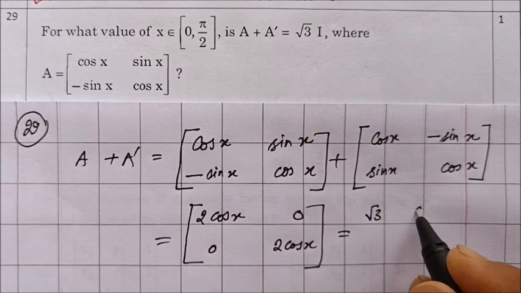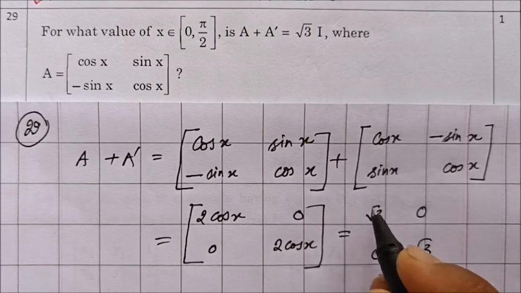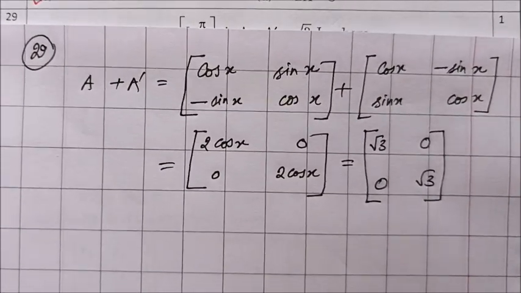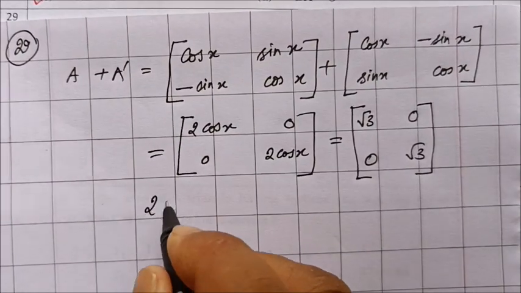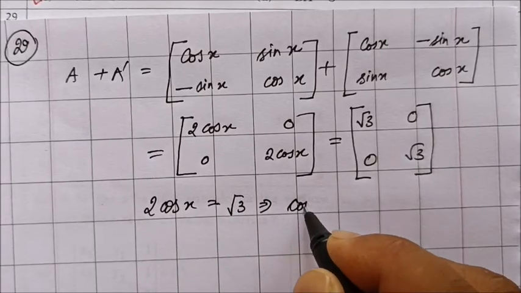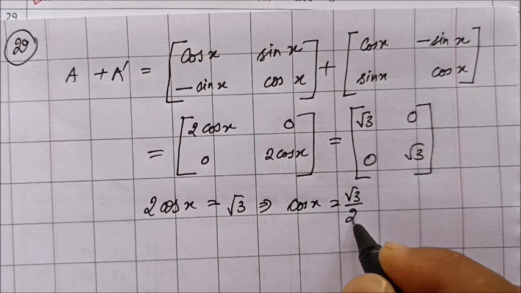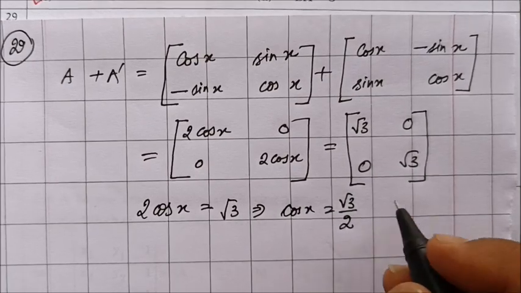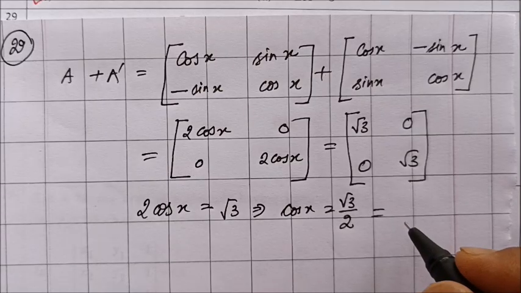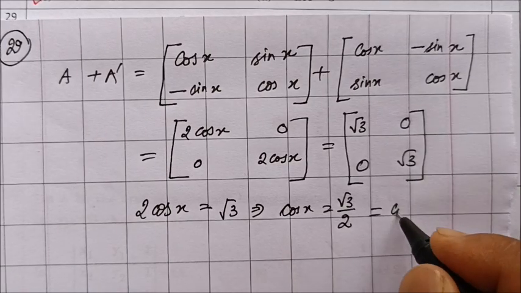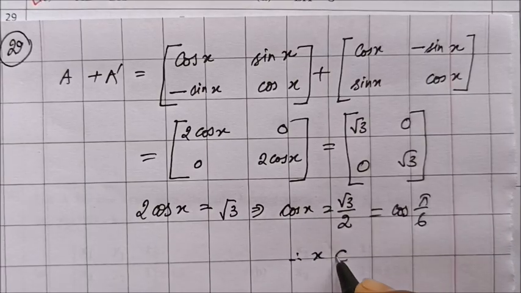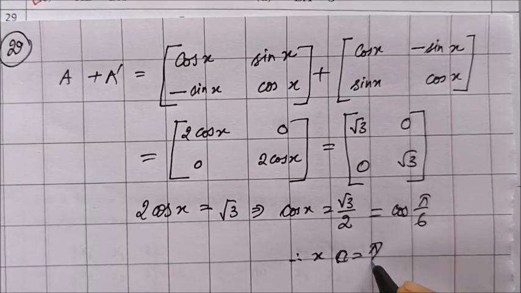That means root 3, 0, 0, root 3. I have multiplied the root 3 inside the matrix. So that means we are left with 2 cos x is equal to root 3. So this implies cos x equals root 3 by 2. And we know that cos of how much angle is root 3 by 2? Cos 30 degree, right? That means cos of 30, that is pi by 6. Therefore the value of x will be equal to pi by 6.